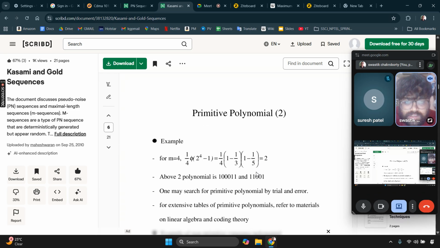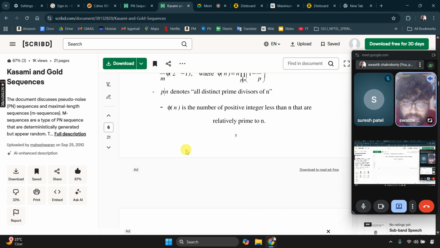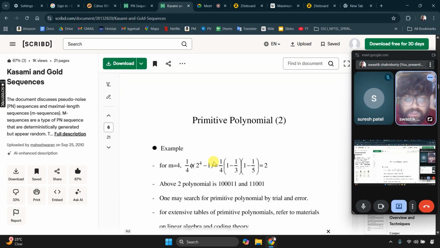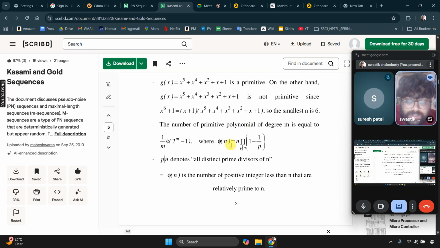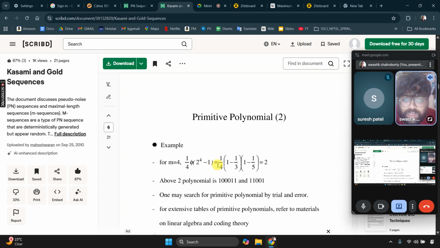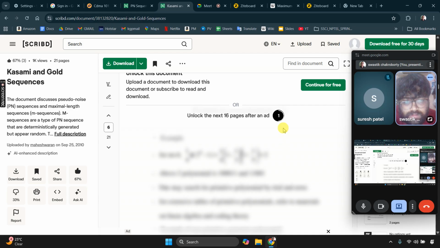So for m equal to 4, by this formula, how many primitive polynomials are possible? 1 by 4 phi of 2 to the power 4 minus 1. So phi of 15. What is phi of 15? Phi of 15 is basically 15 into 1 minus 1 by all the prime factors. So 1 minus 1 by 3, 1 minus 1 by 5, because 15 has two prime factors, 3 and 5. So 1 by 4 into 15 into 1 minus 1 by 3 into 1 minus 1 by 5.